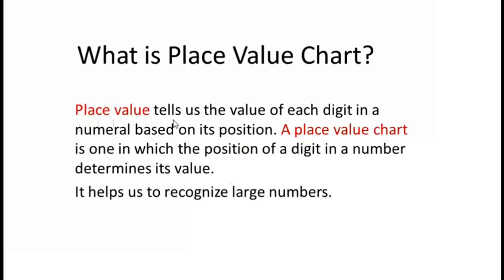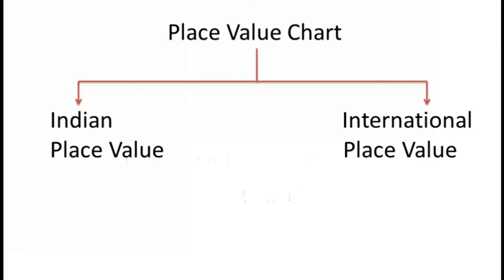Place value tells us the value of each digit in a numeral based on its position. A place value chart is one in which the position of a digit in a number determines its value. It helps us to recognize large numbers. Place value charts are of two types. The first one is the Indian place value system, another one is the international place value system. So we categorize all these numbers in between these two place value systems.